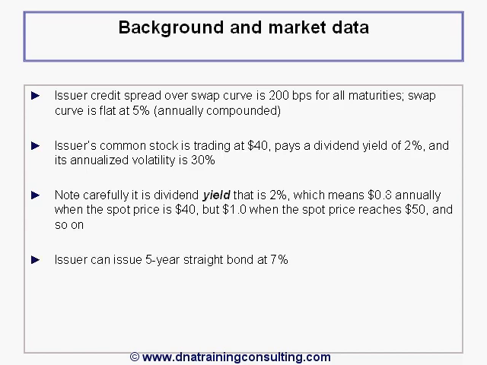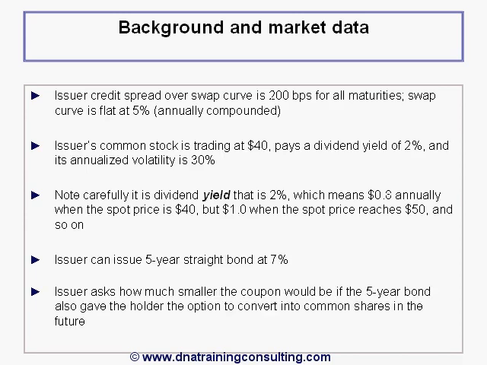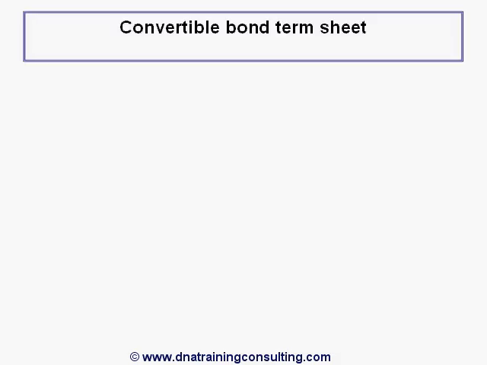The issuer recognizes that he could issue a bond for any maturity at a yield of 7%, given the above, but wonders what savings he might achieve if he issued instead a bond that grants the holder an option to convert the bond into a fixed number of common shares under specified circumstances. You propose the following term sheet.